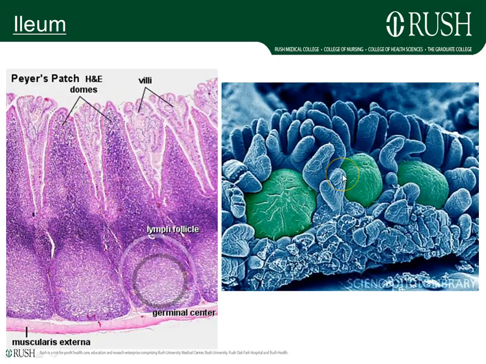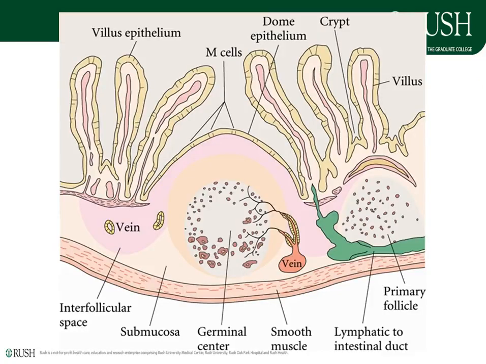So on the right side here, you see the scanning electron micrograph. These blue leaf-like, finger-like projections are the villi, and the colored green areas, these domes, are the dome-like portions of the Peyer's patches. These are the surfaces that are covered by those M cells that transport antigens across that barrier. That's shown nicely in this diagram, where you can see the M cells covering that dome-like area over the lymphoid follicles. And surrounding those dome-like areas are all of the villi.